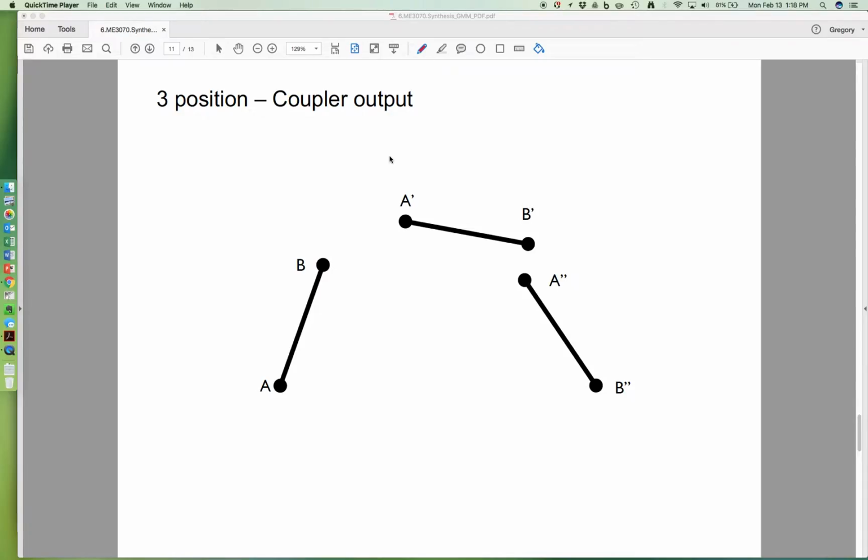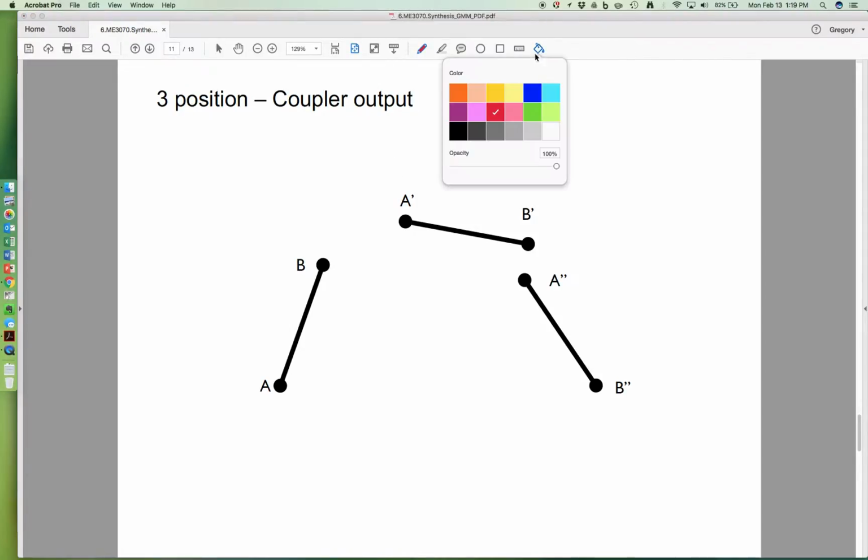So building on the 2-position coupler output, what we're going to look at is 3-position coupler output. Okay, 3-position coupler output follows a very similar approach. In 3-position coupler output, we're going to look at these 3 positions. So here is position 1, here is position 2, and here is position 3.